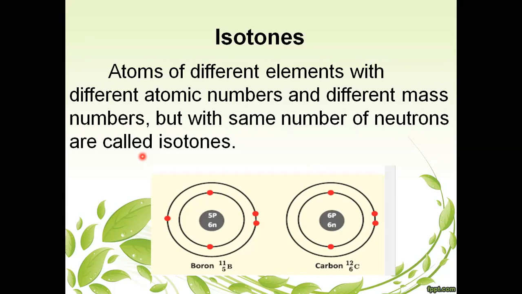This is the boron and carbon, this is the atomic structure of atoms. Boron atom, atomic number is 5. So K shell contains 2, 5 minus 2, balance 3. So outermost L shell contains 3 electrons. So this is the atomic structure of the boron.